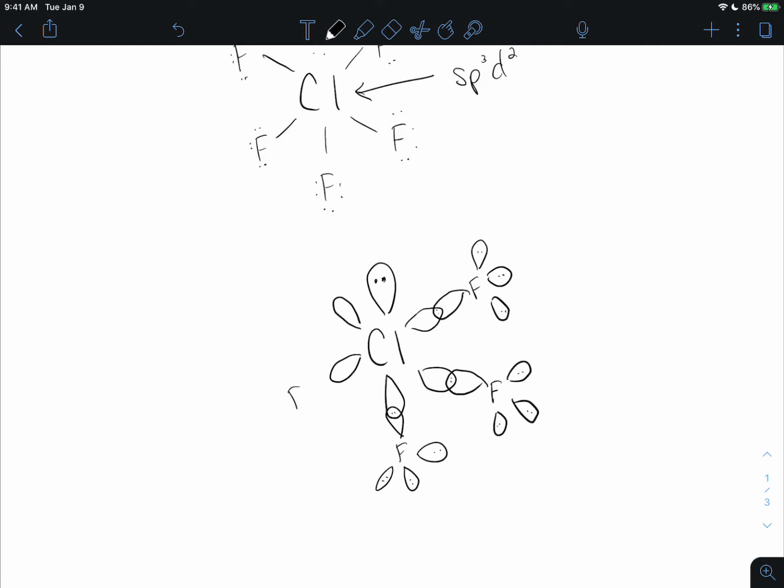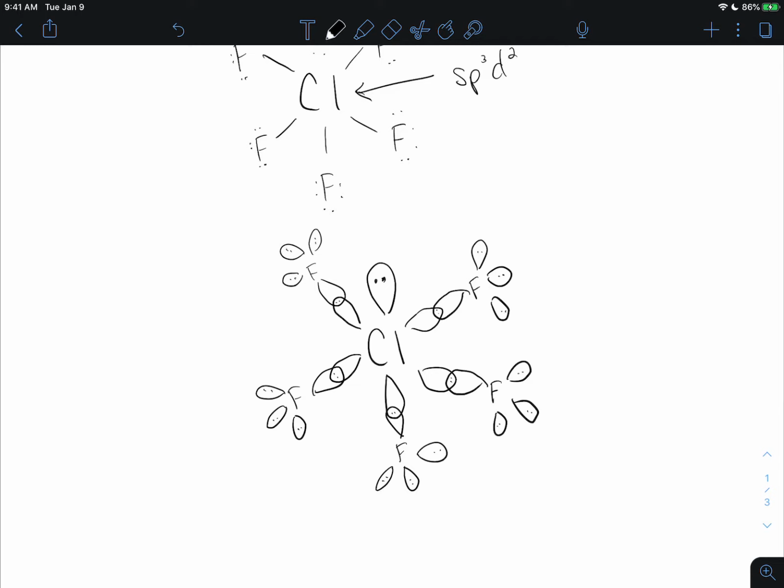Make sure when you do your VB sketches that you have electron pairs, either lone pairs, which are shown in their orbitals without any overlap, or between the 2 orbitals like we show with our fluorine and chlorine bonds. So this would be a VB sketch for chlorine pentafluoride.